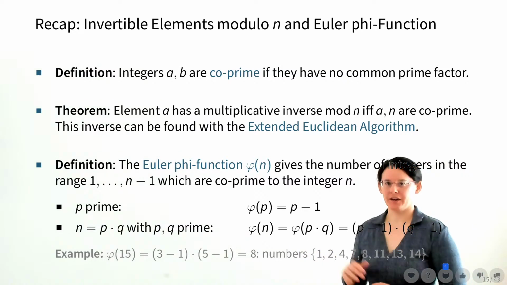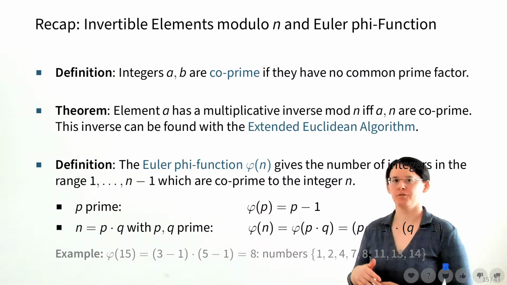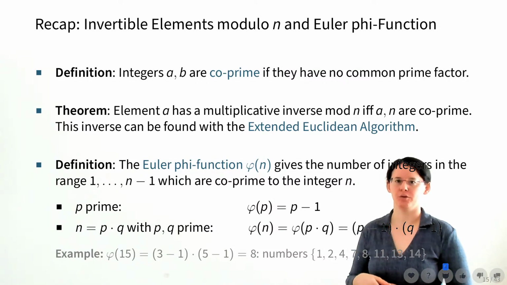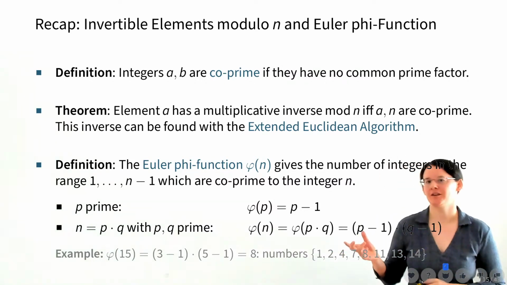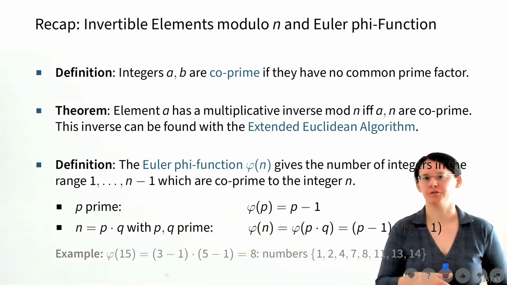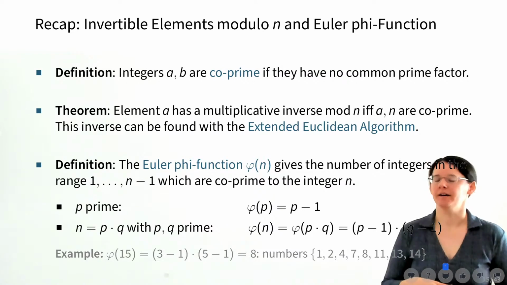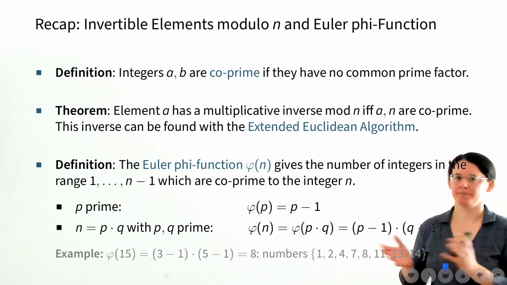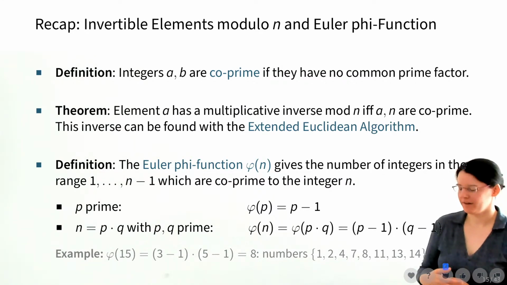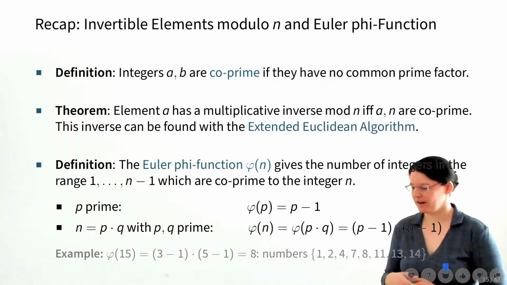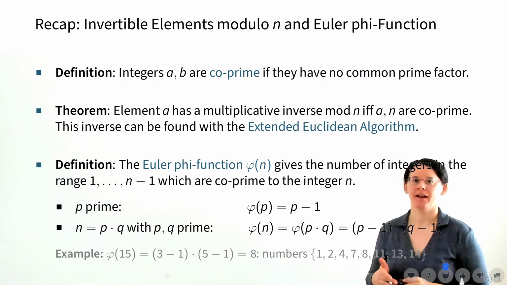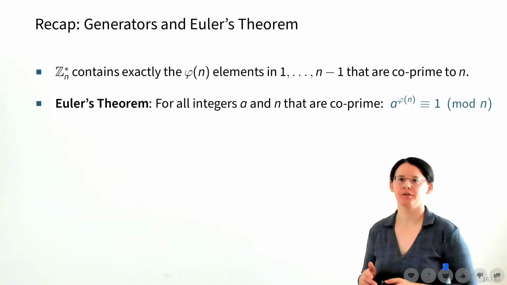Okay, so this function is going to be quite useful for the encryption system, but we need one more concept before we are done. And this is also actually linked with the phi function. And this is the concept of generators. Because if we now look at this set of invertible elements in our group, then we might wonder whether we can describe them in some way or whether we can generate them in some way. And in fact, we can. So let's have a look at generators.